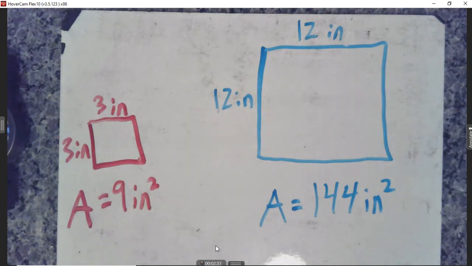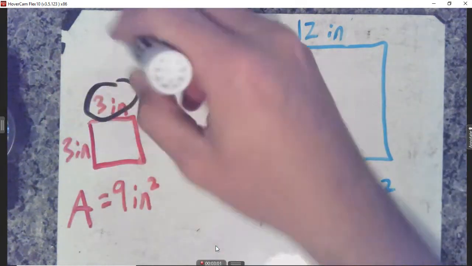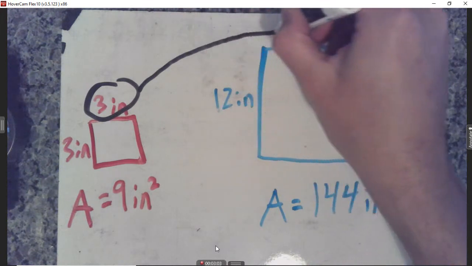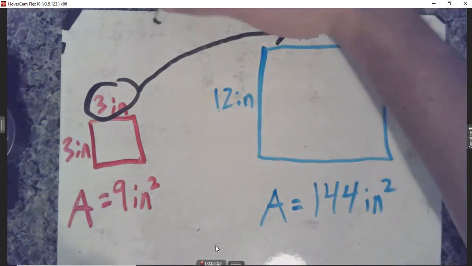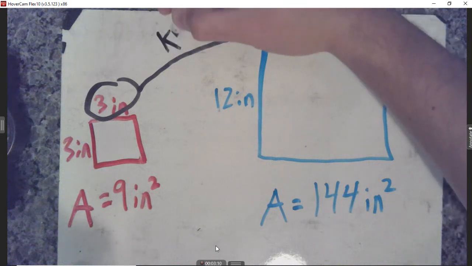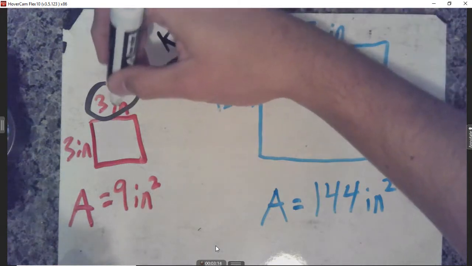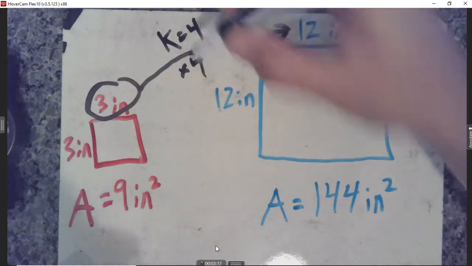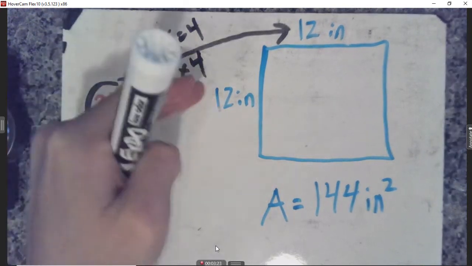Now let's look at the relationship between the actual lengths. I'm starting at 3 and going to 12. The scale factor here, my K, is going to be 4, because from here to here I am multiplying by 4. 3 times 4 gets me that 12.